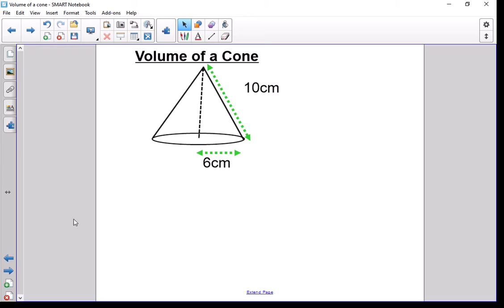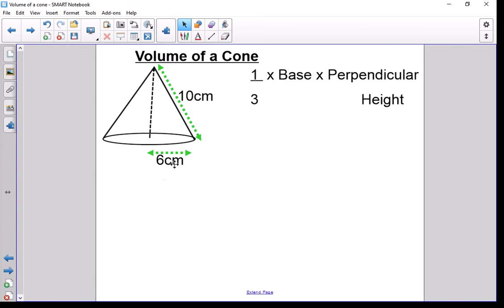Now when we look at our formula for the volume of a cone, that is a third times base times perpendicular height. So we've got an extra step here because we need to find the perpendicular height. The way we would do that, we'd use Pythagoras. We know this slanted face, this length here, is 10 centimeters. We know the radius is 6, so these make up two sides of a right angled triangle, because that would be the height perpendicular to the radius.